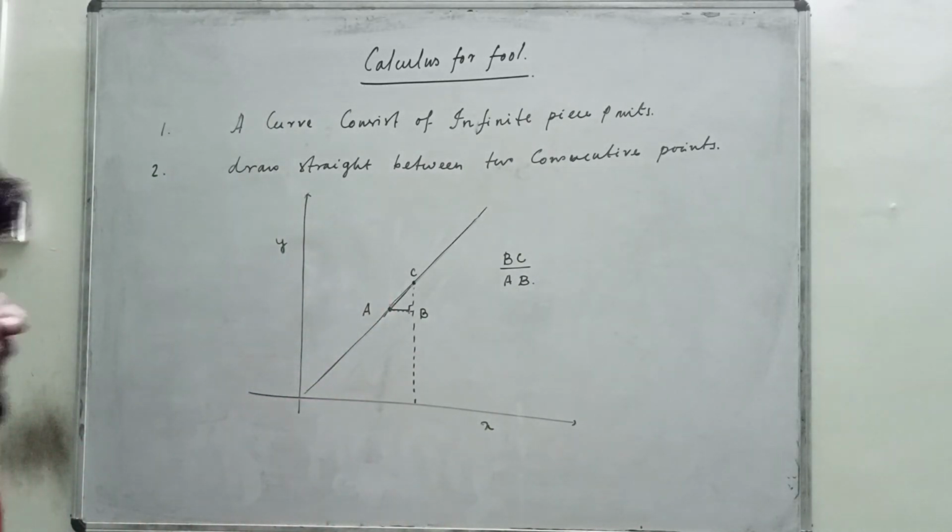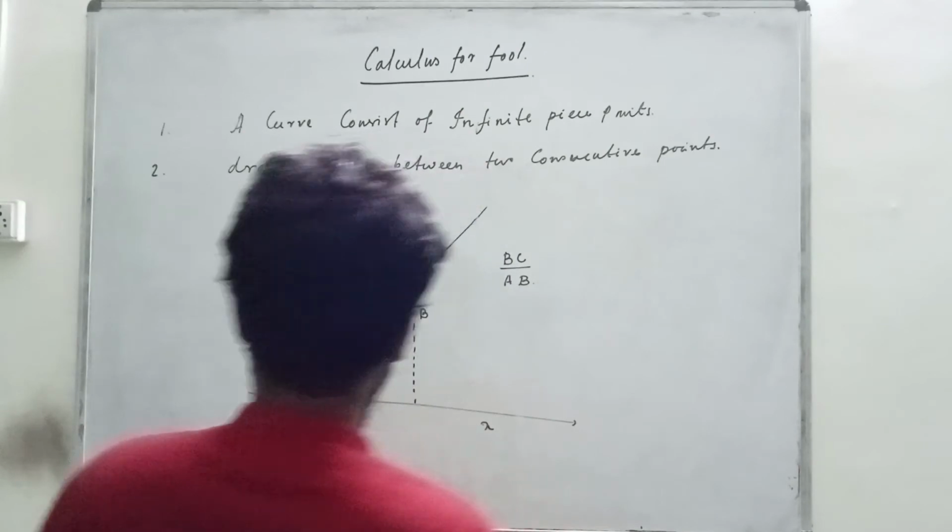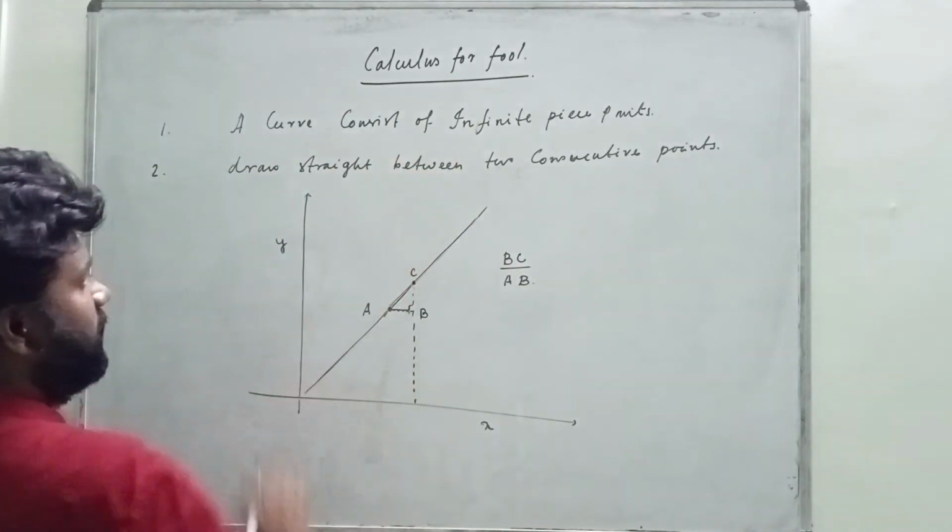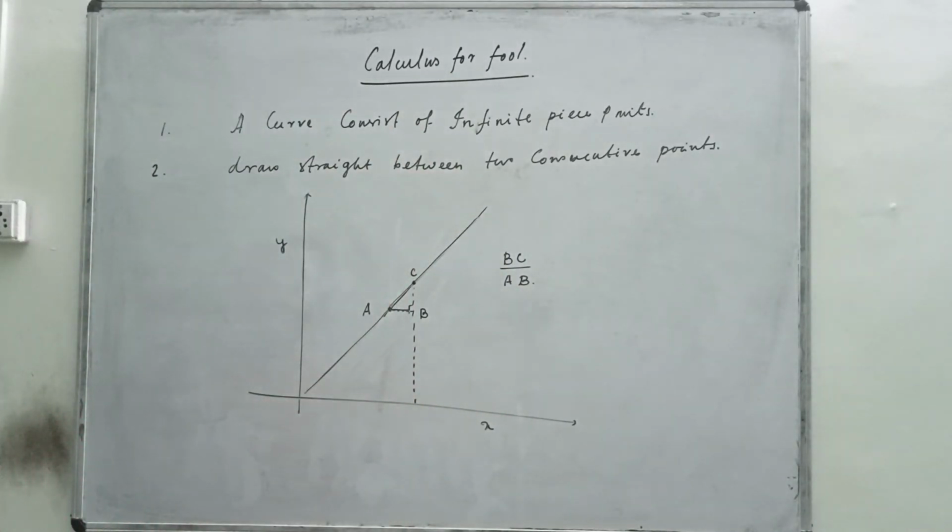But what happens if there is a curve, not a straight line? What will happen?